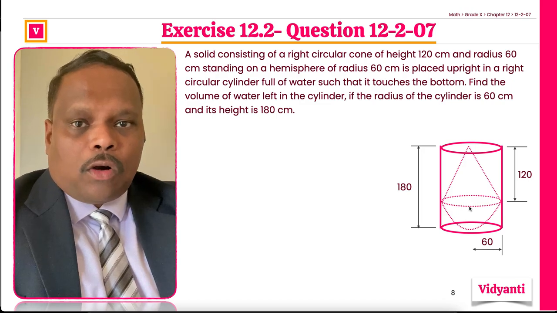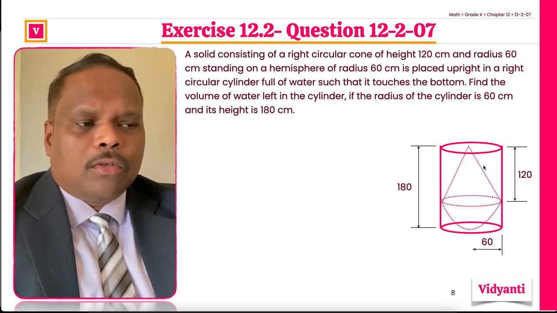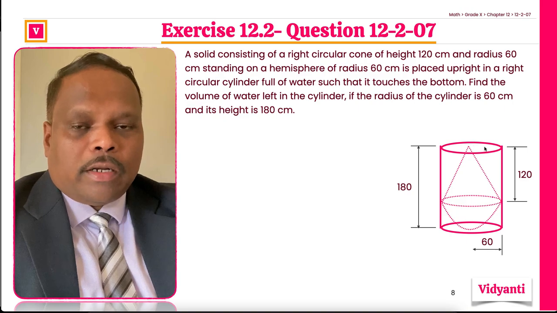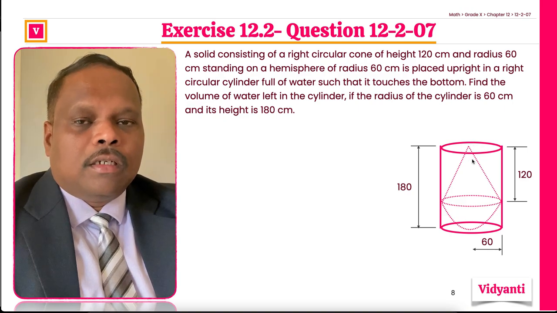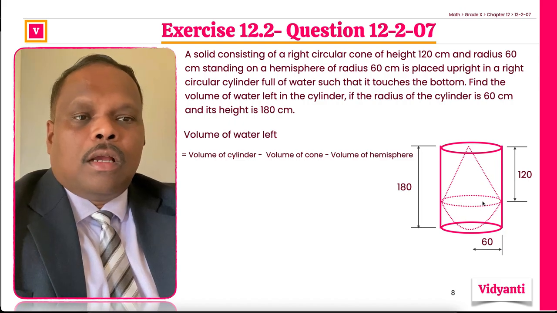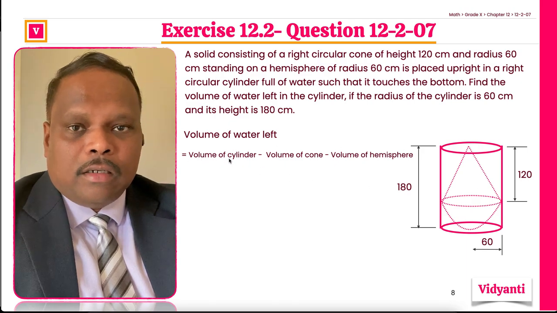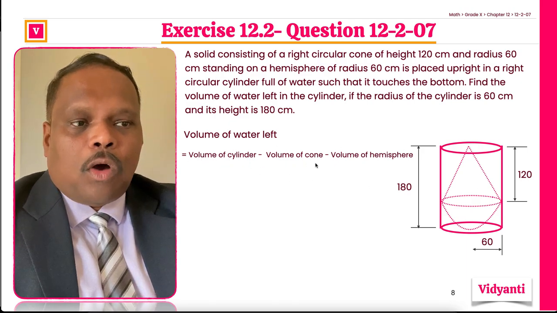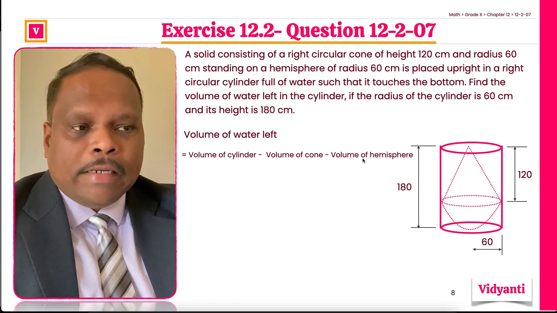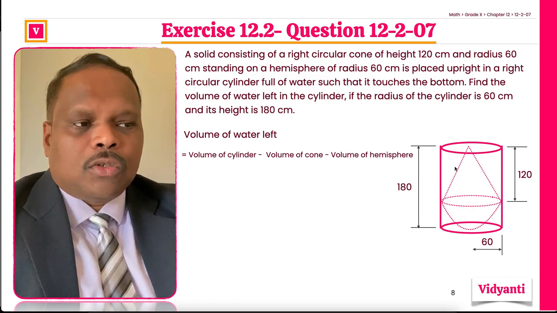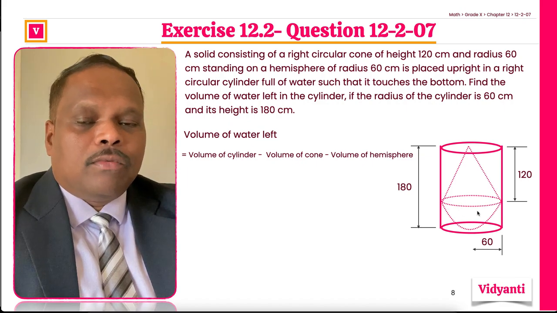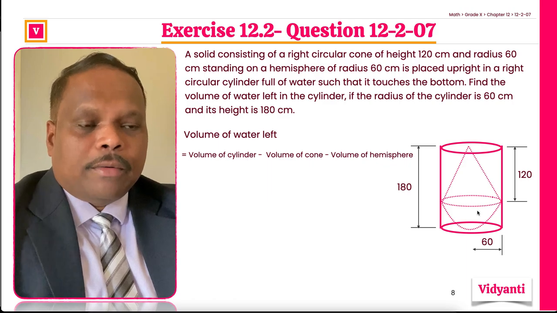In order to calculate the water in this particular object, we have to simply consider the outer container, which is the cylinder, and subtract the volume of this combined solid inserted inside. The cavity left here will be the volume of the outer object, which is the cylinder, minus the volume of the cone minus the volume of the hemisphere. That is the cavity left in this object, and that is the place where water can actually enter.